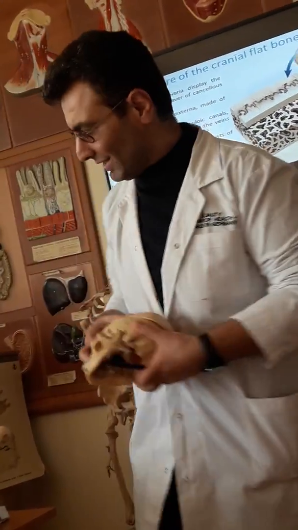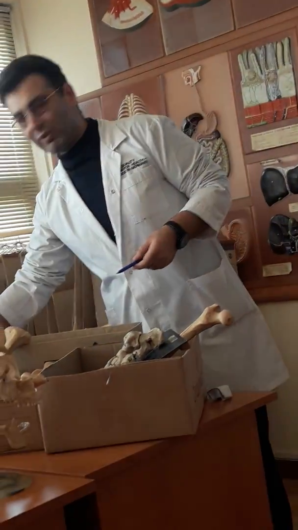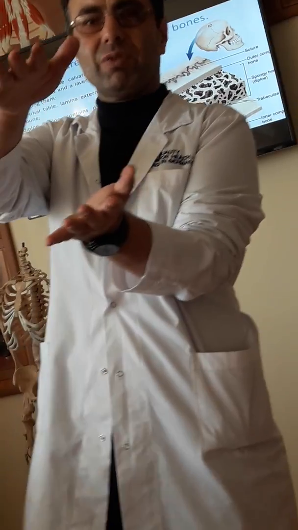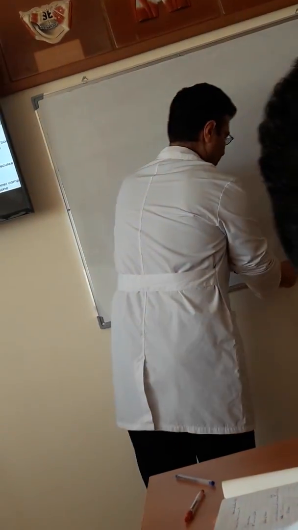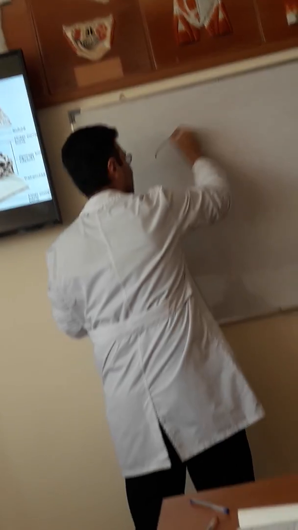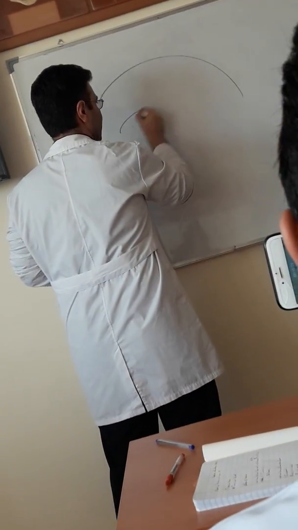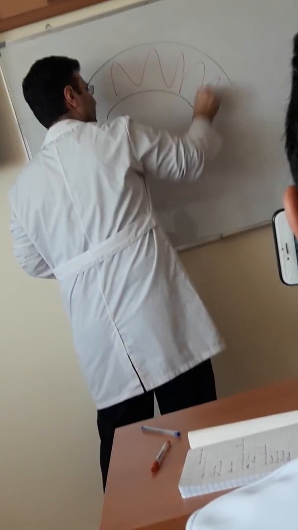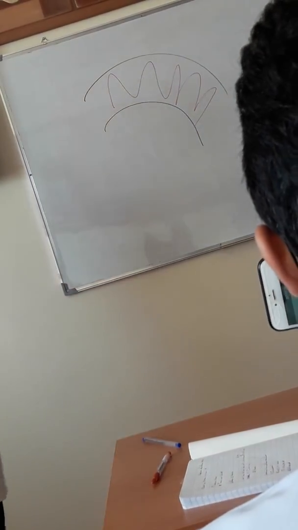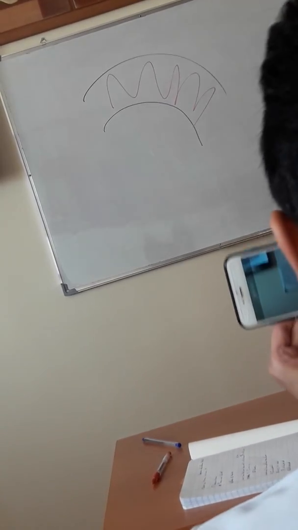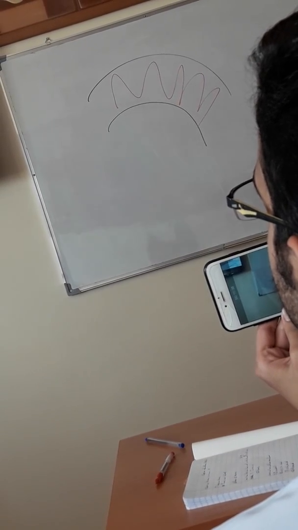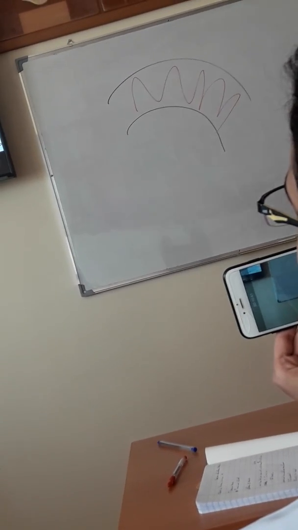Let's say once again, remember please, all the skull bones, doesn't matter which one we take, have 3 layers. Look at this. It will be like this: external compact layer, internal compact layer, and between them we will have a spongy layer, which connects these 2 compact layers to each other, which we call the diploic layer. Like we said before, it contains red bone marrow and the diploic veins.